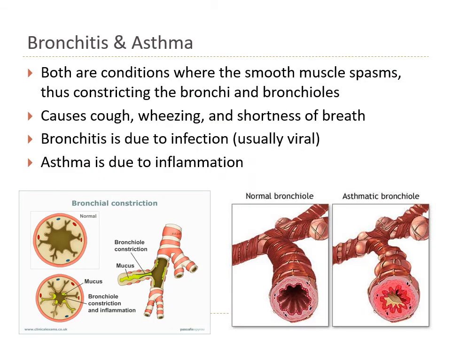So you might wonder how this is different from bronchitis, and the answer is not very much. Both are conditions where the smooth muscle spasms and narrows and constricts the bronchi and the bronchioles, and they can cause similar symptoms like cough and wheezing and shortness of breath. The only main difference is that bronchitis is due to an infection, usually due to a virus, occasionally due to a bacterial infection, but it's usually a virus.